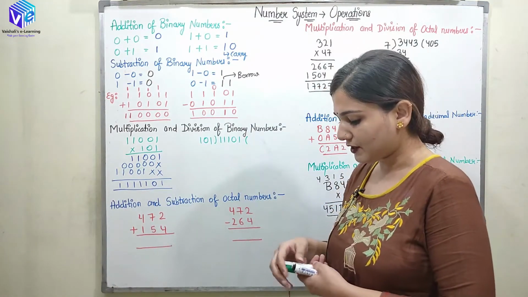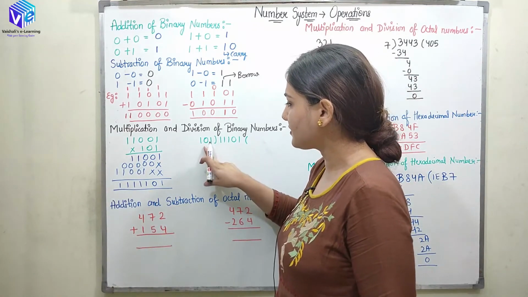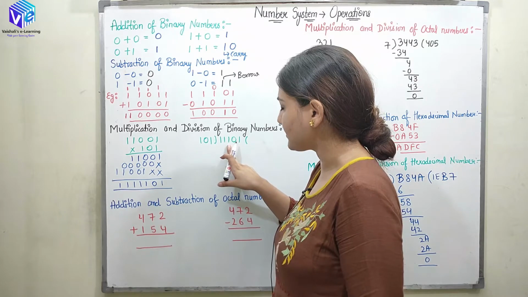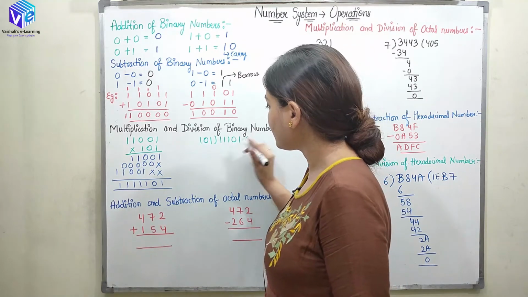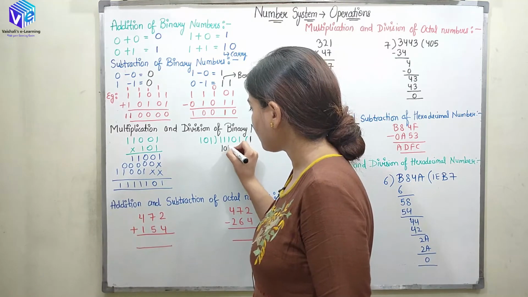Now coming to the division operation. In the division operation, we have this number, which is divided by this number, right? So now here this is the number. If I take 1 as the quotient, so we will be having 101 over here.